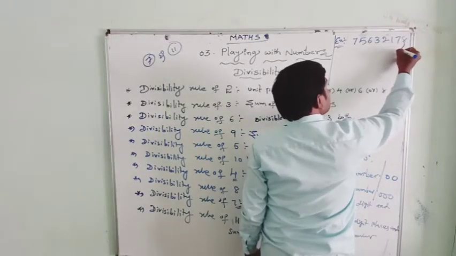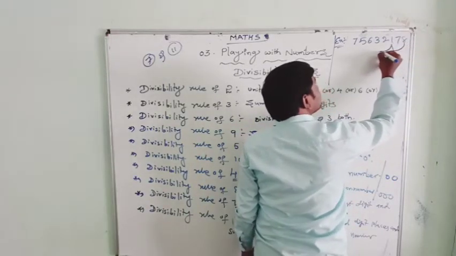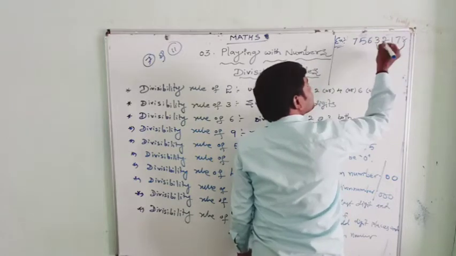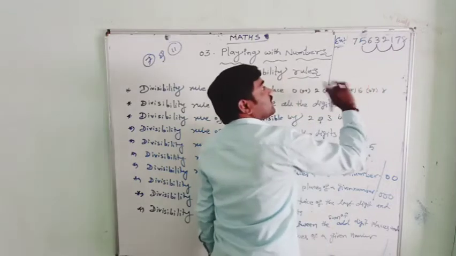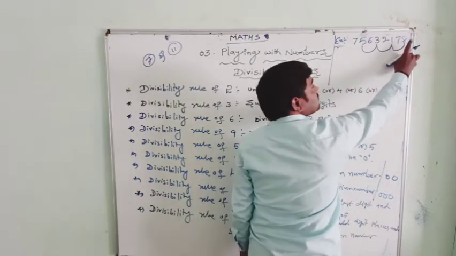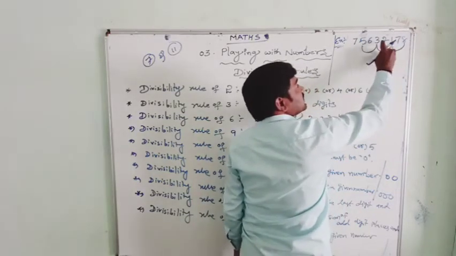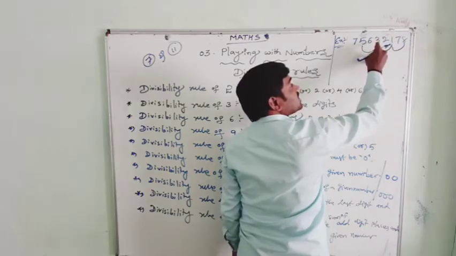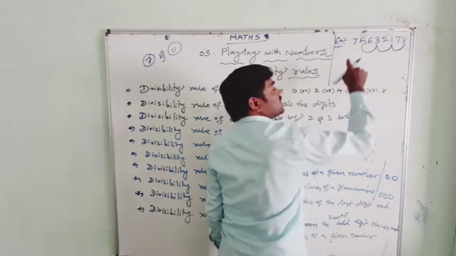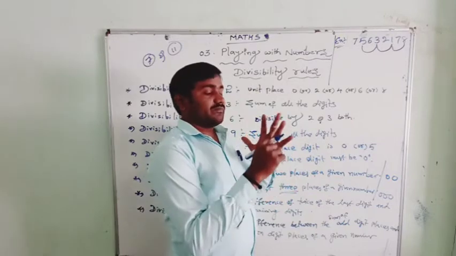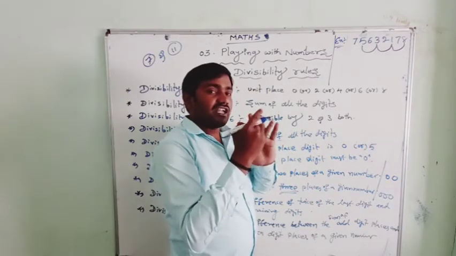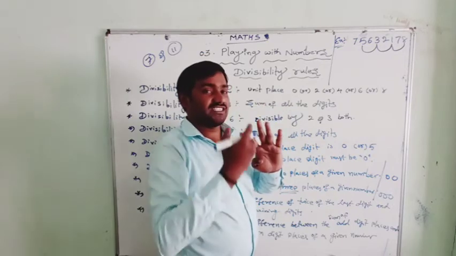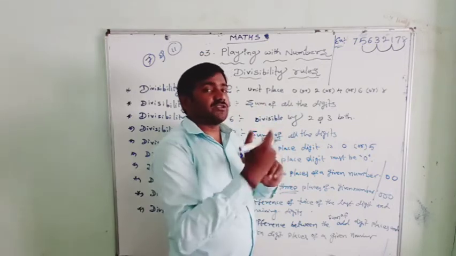You take like this: first digit, third digit, fifth digit, then seventh digit, then there is no digit here. See, this is the first digit, this is the third digit, this is the fifth digit, then the seventh digit. These are 1, 3, 5, 7, the odd digit places. Now we have to take the even digit places also.